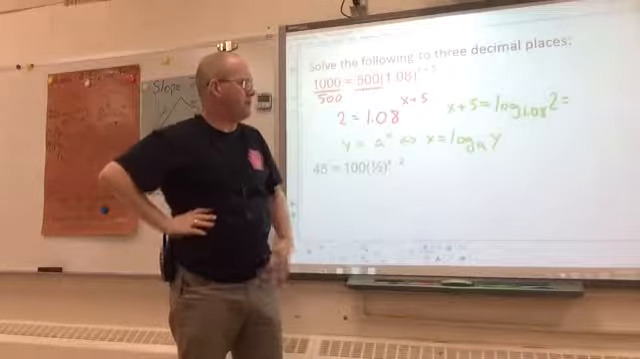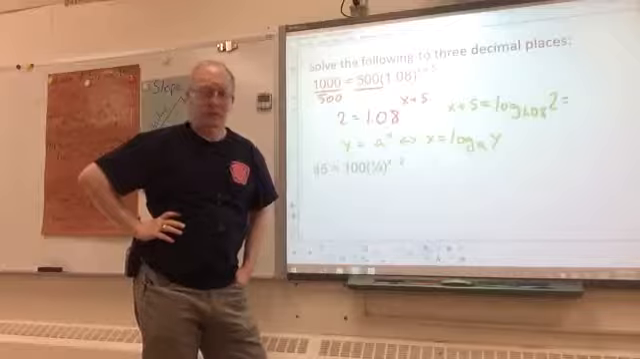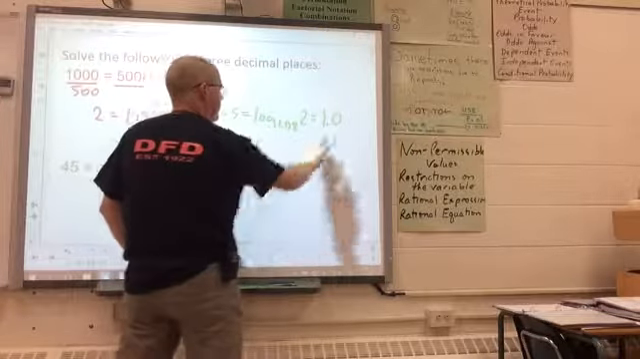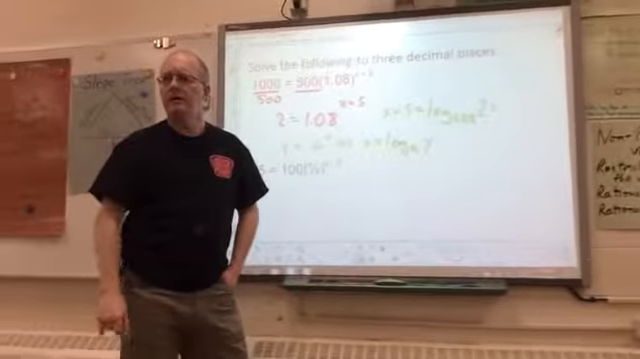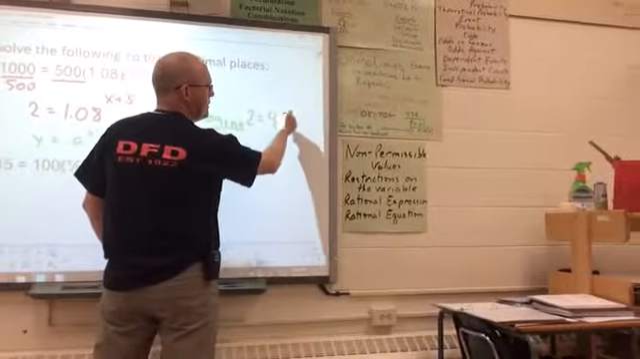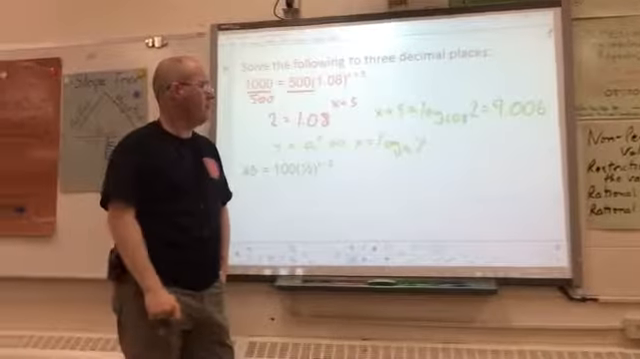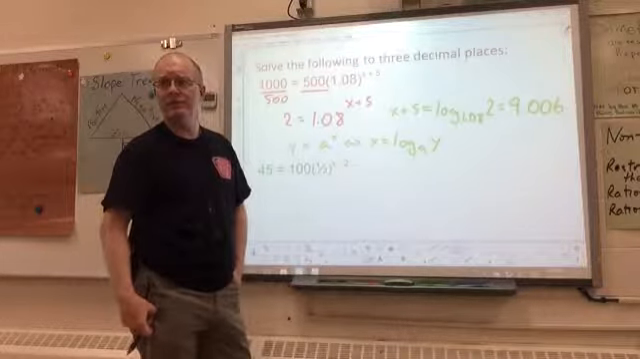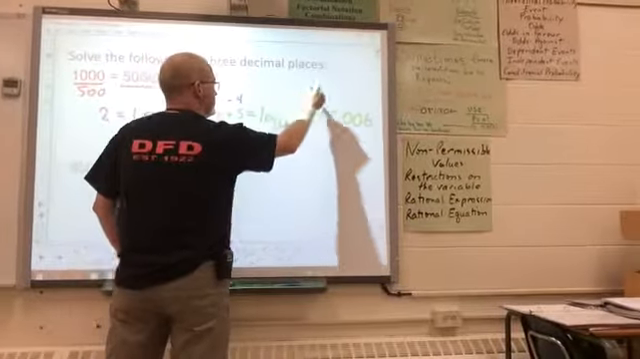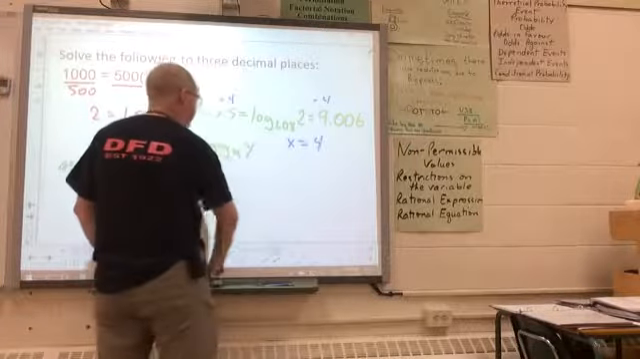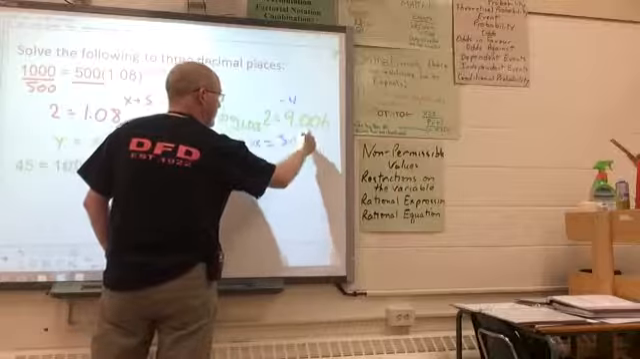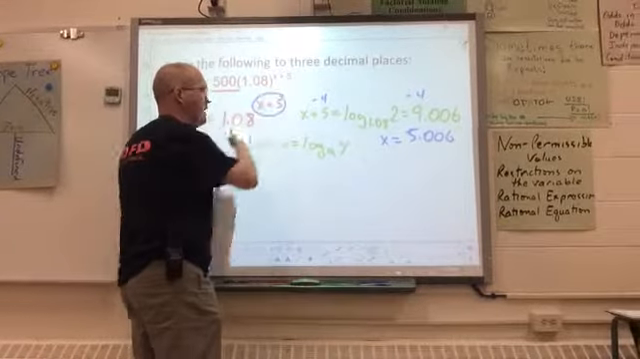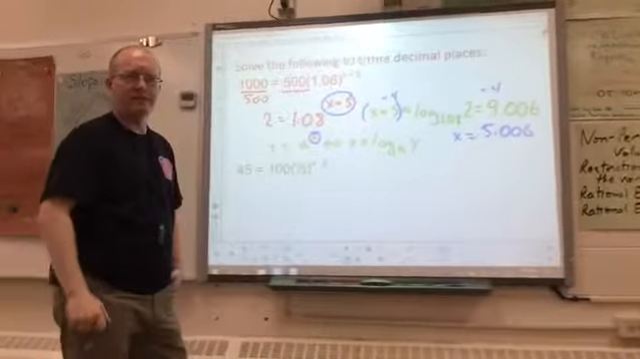So log base 1.08 of 2, I have no idea what that number is. 9 point, that's reasonable. Now, sorry, now what do we do? x plus 5 is 9, x equals? Sorry, Renee? Okay, because the exponent is not x, it's x plus 5. So x plus 5 equals the whole mess. And we want x all by itself.